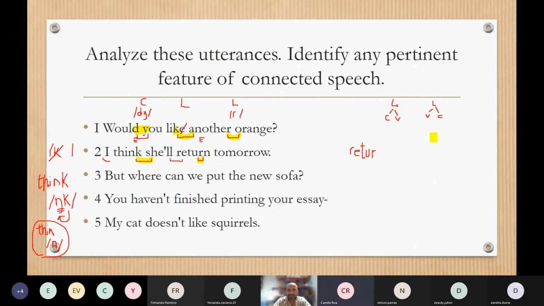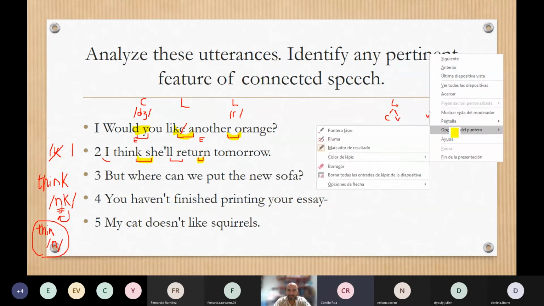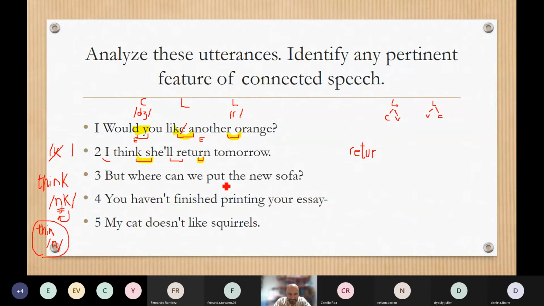An elision of put, between put and the. Excellent. Very, very well done. Now, is it an elision, a linking, or an assimilation? Maybe an elision, because it's not put the, it's put the. So the sound T, it's not there. One T, maybe, I'm not sure.